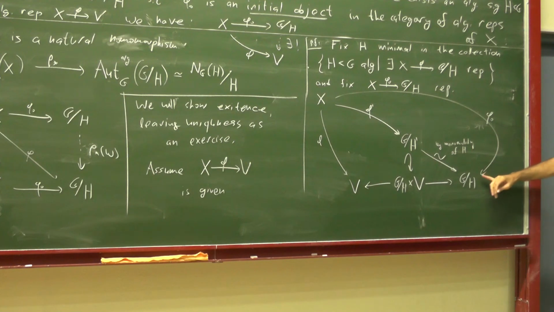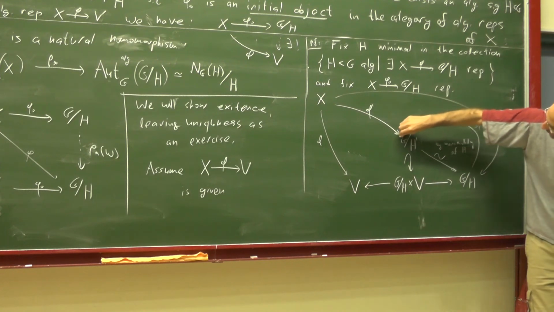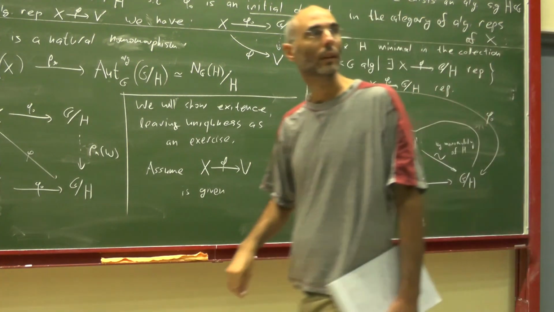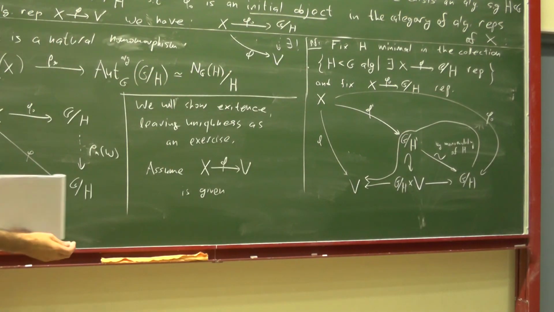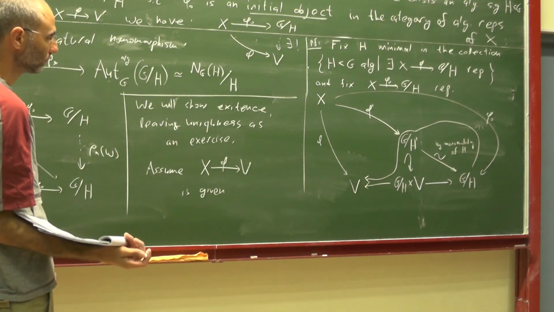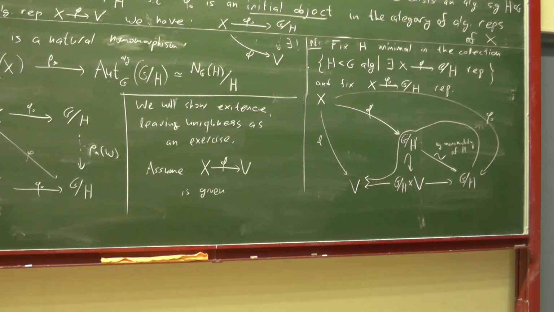And now I can just go back on this, from here, go down here, and over there. This is my arrow between G mod H. Okay? And I just put the diagram. This is everything. Any questions?